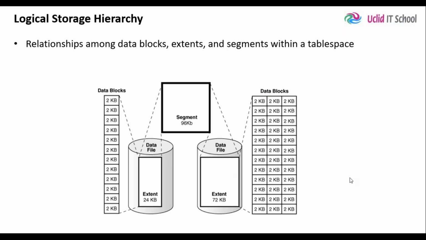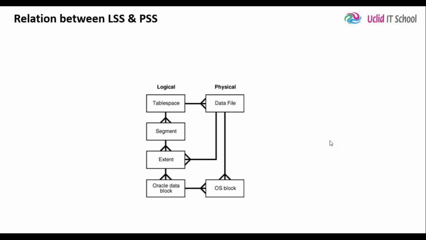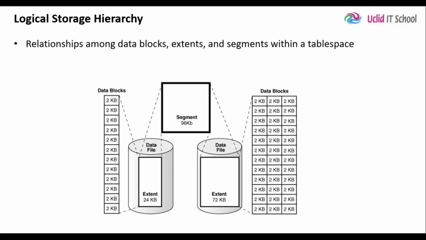So that way, the block is the smallest unit. An extent is made up of blocks, and a segment is made up of extents, and the segment is contained inside the tablespace. So that is the relation among all these logical storage structures.